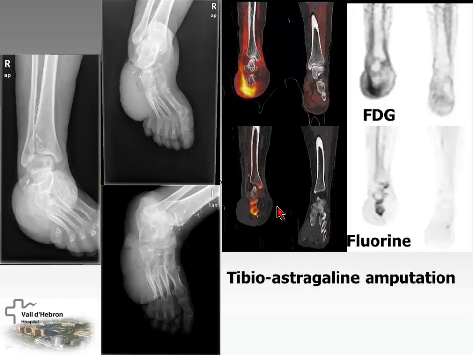If you see the localized fused images, here you have the images with FDG, and here the images with fluorine. Here we can detect the areas of osteomyelitis, and here we can detect the areas of infection. And what did the traumatologist decide? He decided to make a tibio-astragalar amputation because the bone uptake on the tibia was nearly normal. Okay, and this girl was operated on 1 year ago, and she's safe, and she's very, very good.